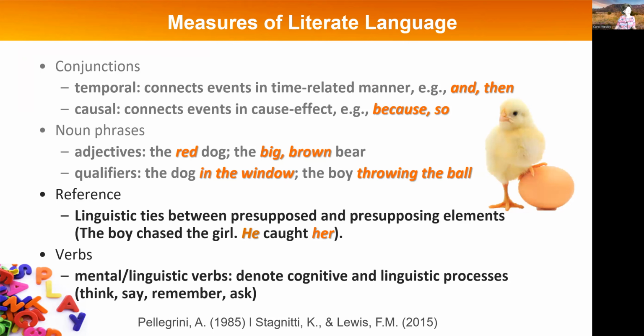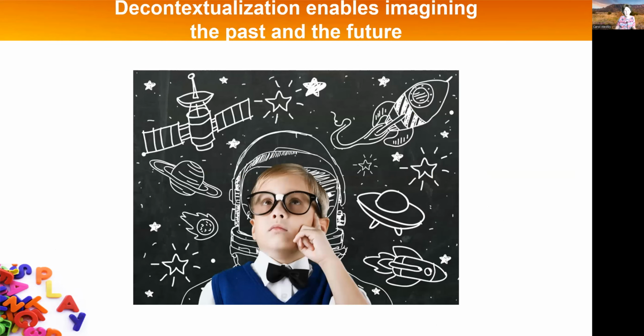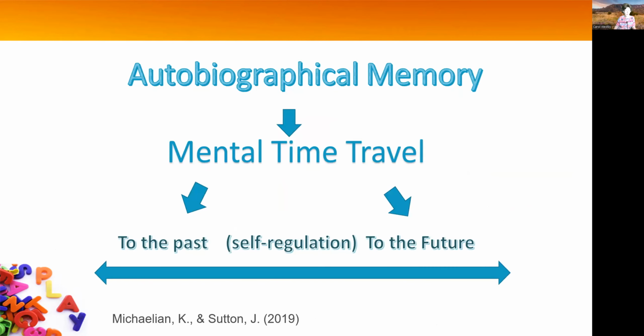They use a wider variety of temporal and causal connectives. They use noun phrases instead of just single nouns. They're better at referencing. They keep the characters straight, and they're often referring to what they're thinking and feeling. Now, decontextualization enables imagining the past and the future. We call autobiographical memory mental time travel. When you're pulling up a memory, you're traveling to the past. And the better able you are to travel to the past, the better able you are to see yourself in the future.